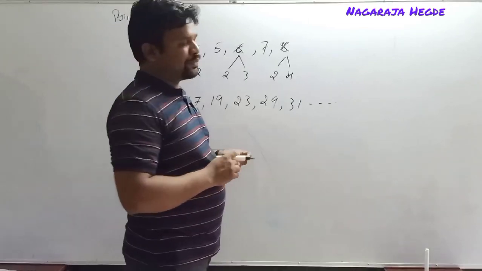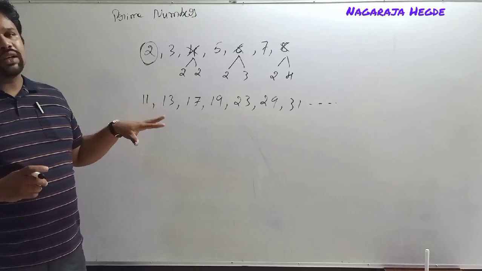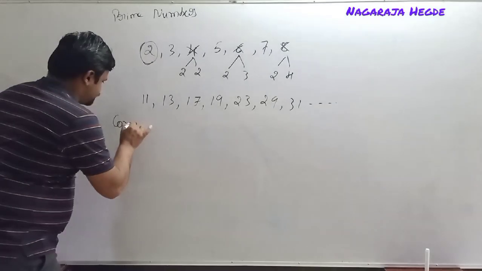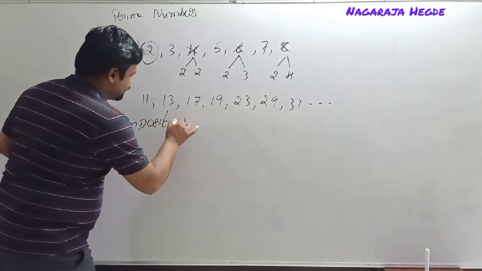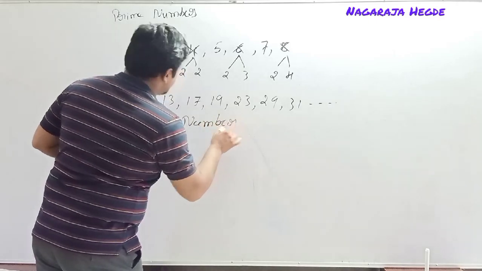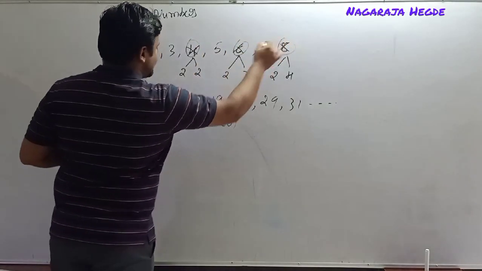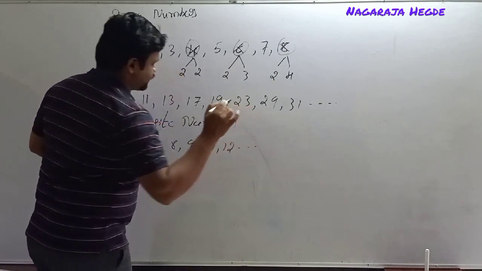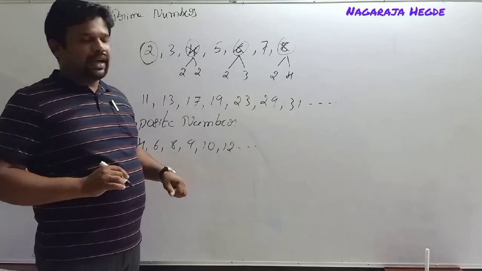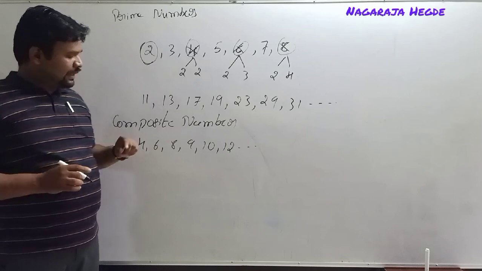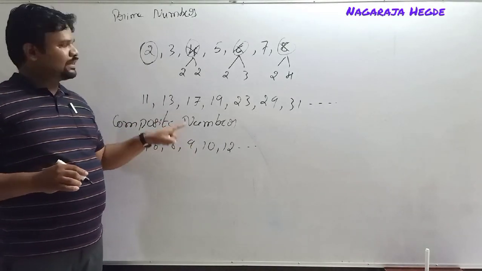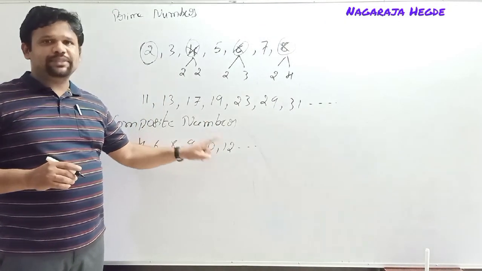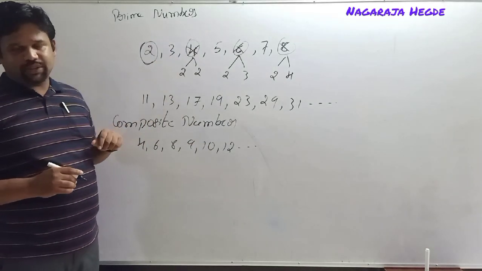So what about composite numbers? Other than these numbers, the remaining are all composite numbers. A number which is not a prime number is called a composite number. See, 4, 6, 8, 9, 10, 12 and so on. All these are composite numbers. And what is the observation about these composite numbers? Each composite number can be written as a product of two or more prime numbers.